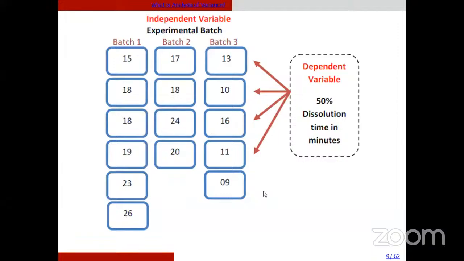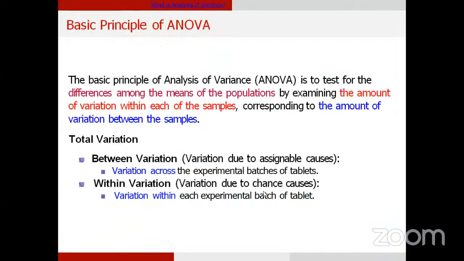Okay. Next, we are going to do the analysis of variance using JAMOVI. I will demonstrate. The basic principle of analysis of variance is to test for the difference among the means of populations by examining the amount of variation within each of the samples relative to the amount of variation between the samples. That is the principle of ANOVA.